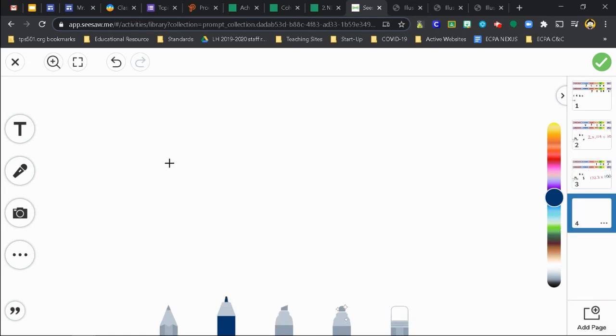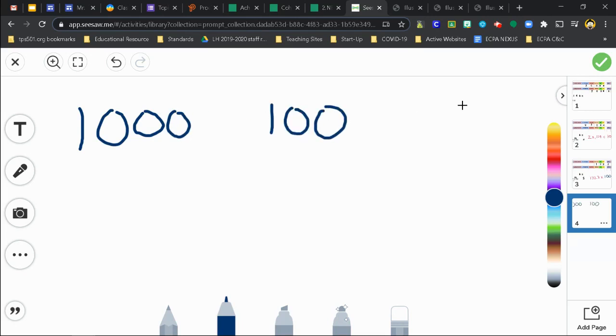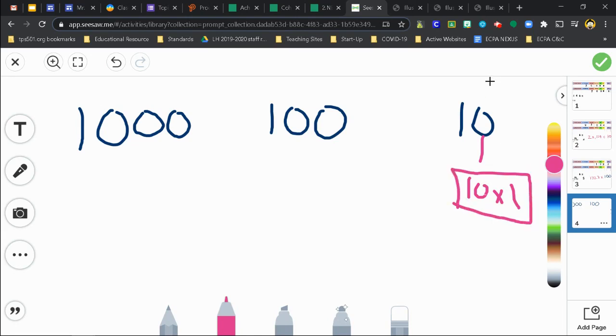I'm going to add a blank page here, and I'm going to write three trees here. I'm going to write 1,000 here. I'm going to write 100 here. And I'm going to write 10 here. So 10's easy peasy. 10 is 10 times 1. Done and done. We only move one space.